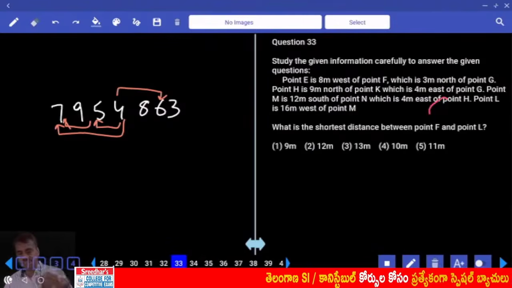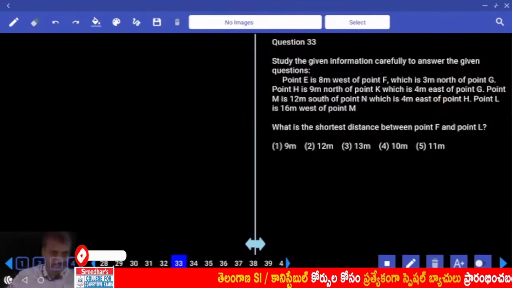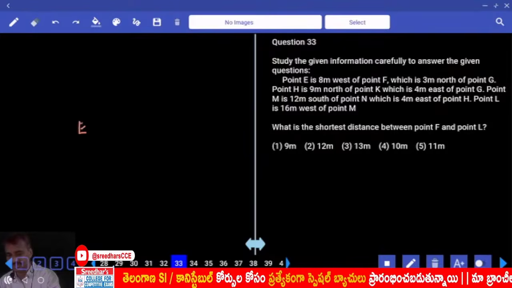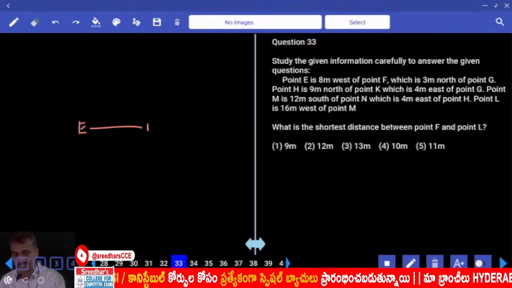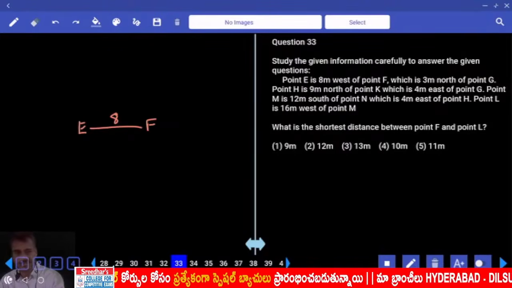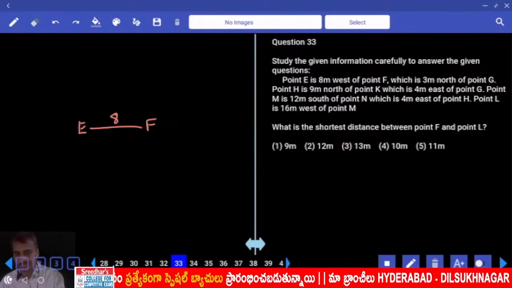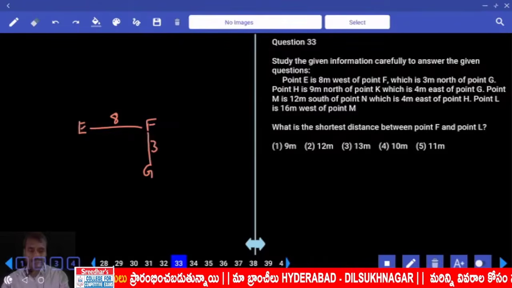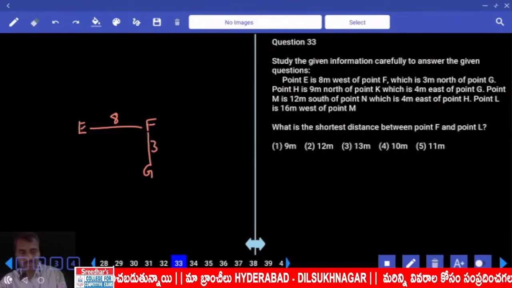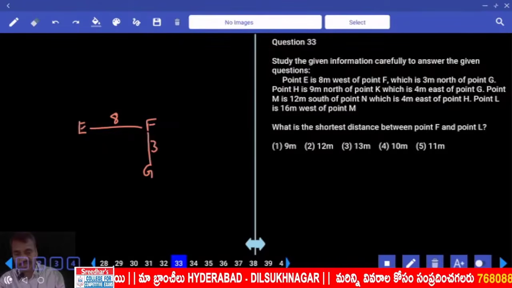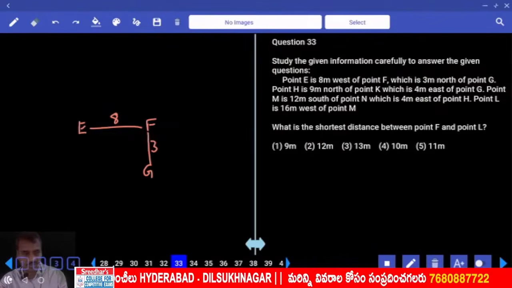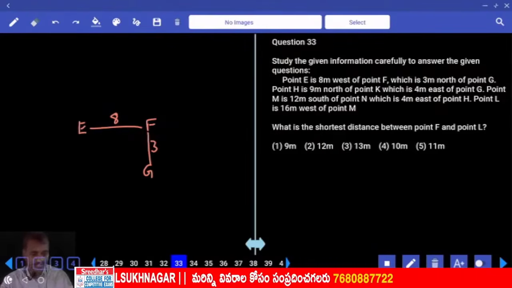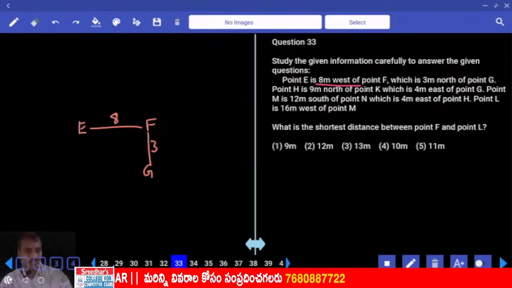Then 33 onwards, directions. E is 8 meters to the west of F. E is here. F is 3 meters to the north of G. And M is 12 meters to the south of N. N is 4 meters to the south of H. L is 16 meters to the west of M. Then any other information, there is a link here.